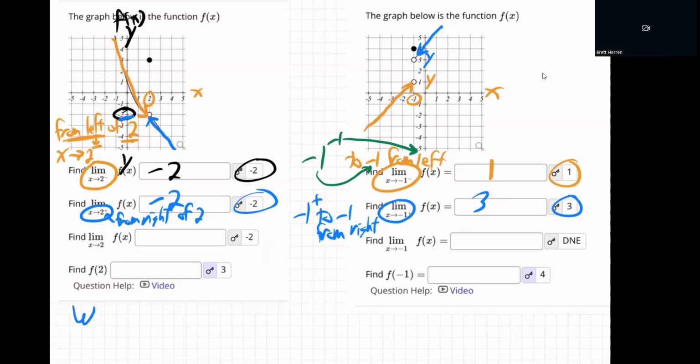Whoops, to be a different color there. Thought I had it. Try that again.